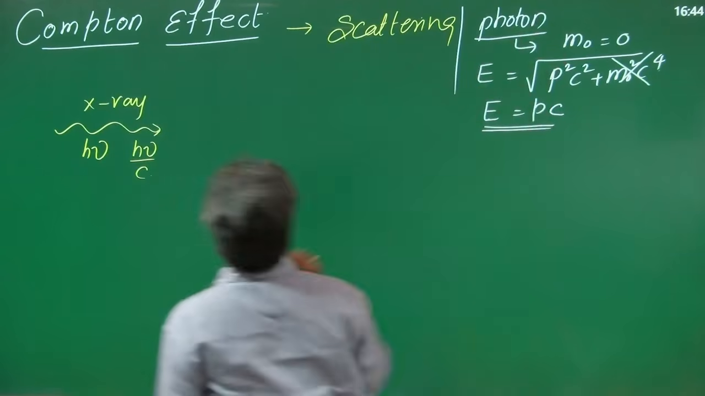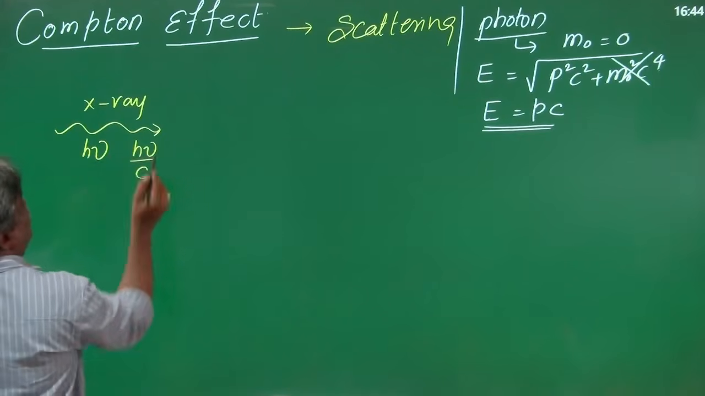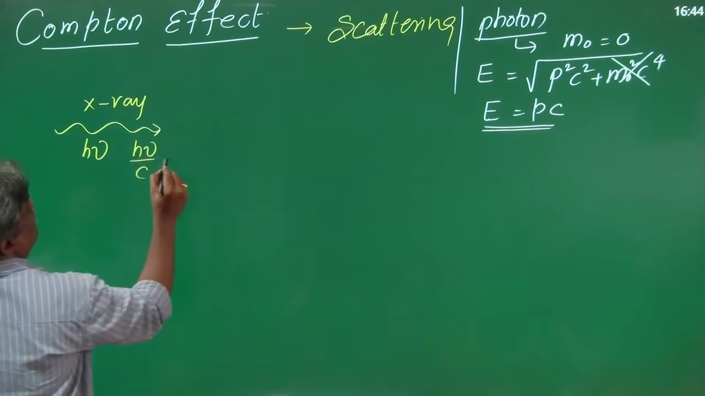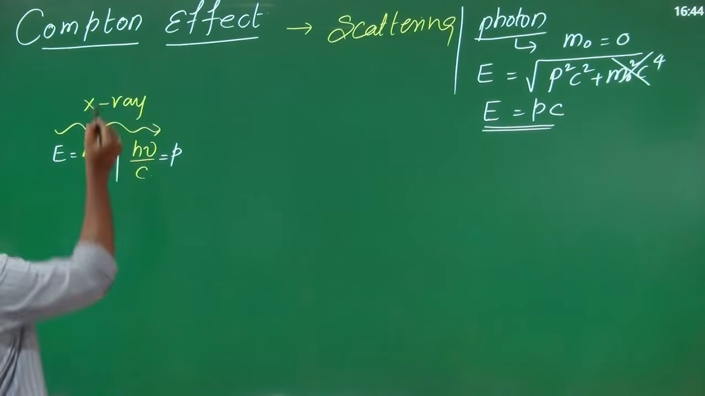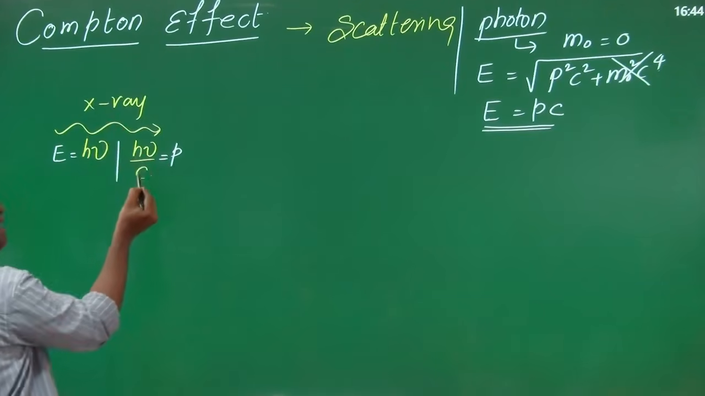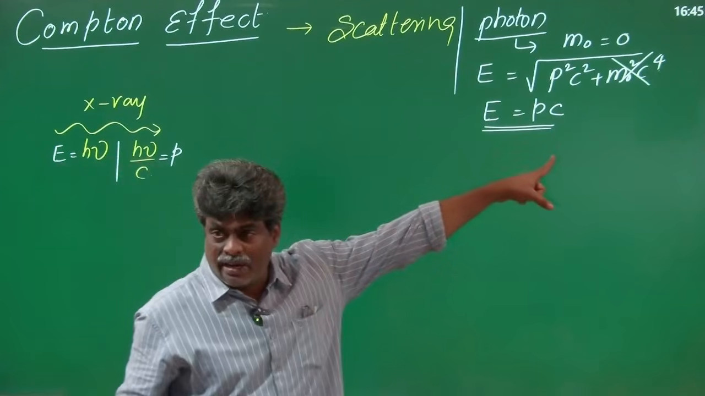And this is the photon. That's why I have written momentum. H nu by C is nothing but momentum. Energy is h nu. Now tell me, if it is a photon, what is the momentum? E by C. Everybody got it?